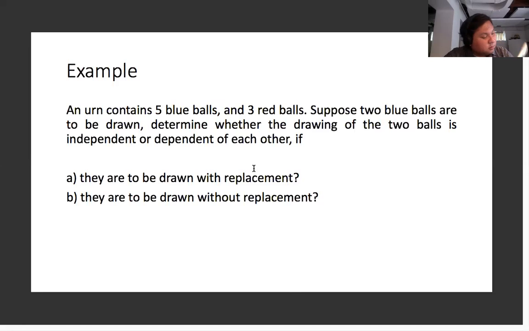So the question is, determine whether the probabilities are independent of each other if it's to be drawn with replacement, or if it's dependent or independent if they are to be drawn without replacement. If you would like to try this out on your own, you may pause the video, try to figure out whether it's dependent or independent, and when you're ready, you may unpause the video and look over the answers.